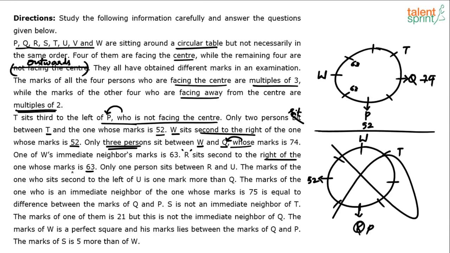R sits second to the right of the one whose marks is 63. So let's do one thing: 63 and 63 dash, let's take. If this is 63, R will come here. If this is 63 dash, R will come here. This will become R dash. Second to the right, first and second to the right. So 63 and R is one pair. 63 dash and R dash is the other pair. If 63 is in the 63 dash position, then R should be in the R dash position. If you don't want this complexity, duplicate the case immediately. Take 63 and R in one set, 63 dash and R dash in the other set, and proceed. But let me try out. If we are able to rule out any one of these, I can complete in the same circular arrangement. Only one person sits between R and U.